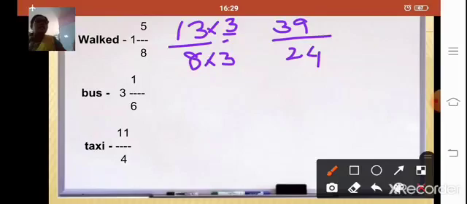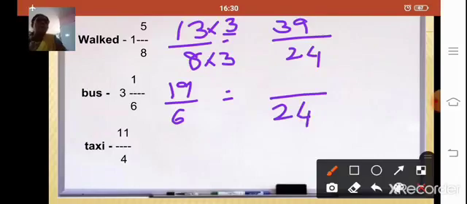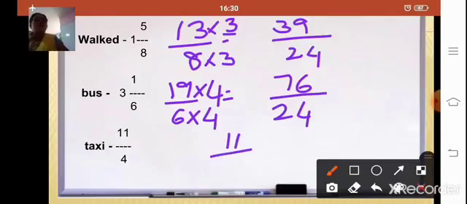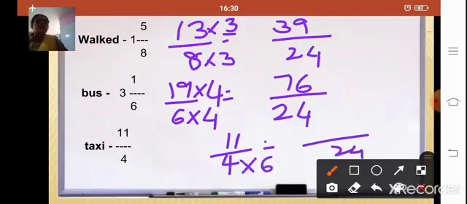Now your second fraction, when you changed it, it was 19 upon 6. Yes, so 6 4s are 24. Same way, 19 also you will multiply by 4. Now 19 4s are 76. Now 11 upon 4 is an improper fraction. So 4 into 6 is 24. Same way, multiply this 11 by 6. So that will give you 66 upon 24.